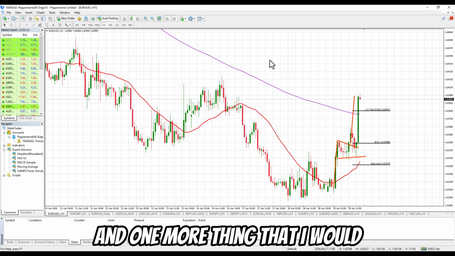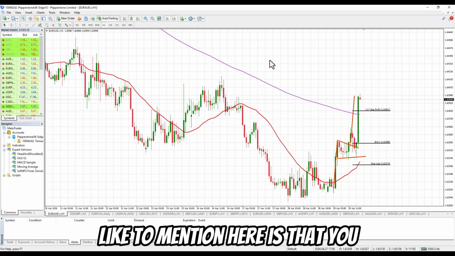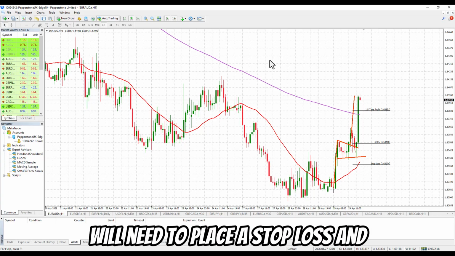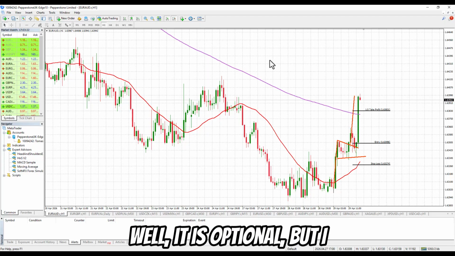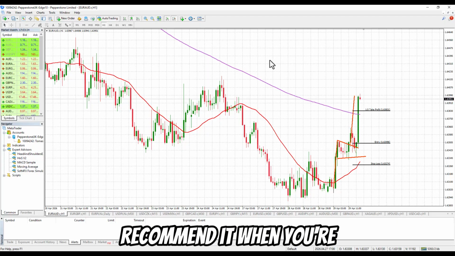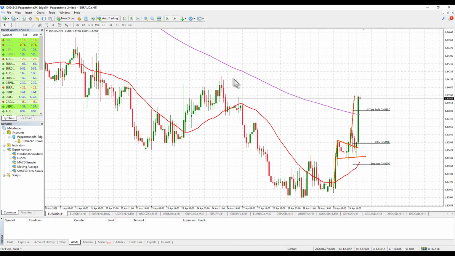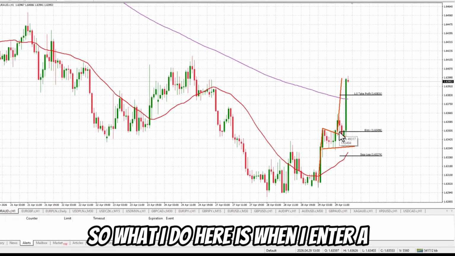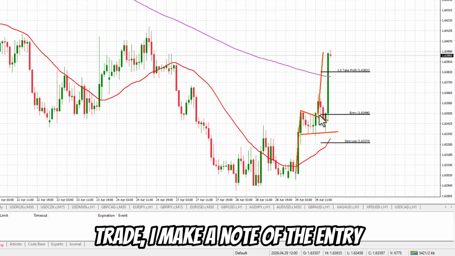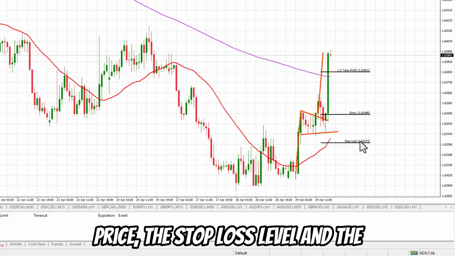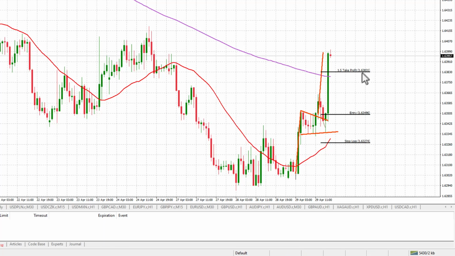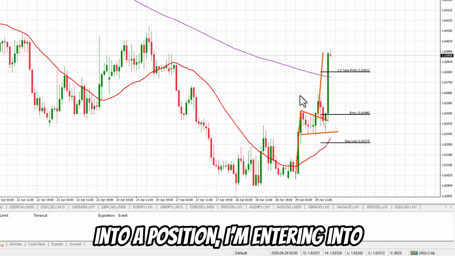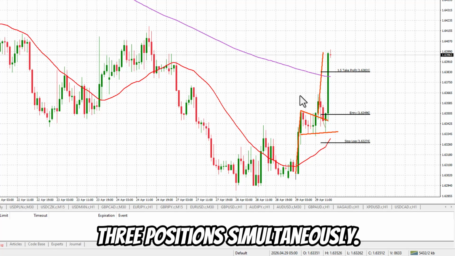And one more thing that I would like to mention here is that you will need to place a stop loss and a take profit target. Well, that is optional, but I recommend it when you're trading Forex. So what I do here is when I enter a trade, I make a note of the entry price, the stop loss level, and the take profit level. So essentially, when I am entering into a position, I'm entering into 3 positions simultaneously.